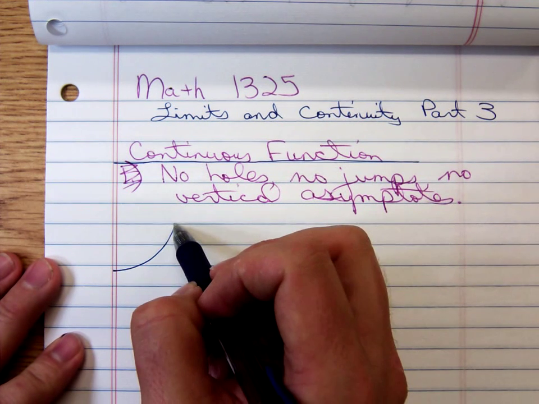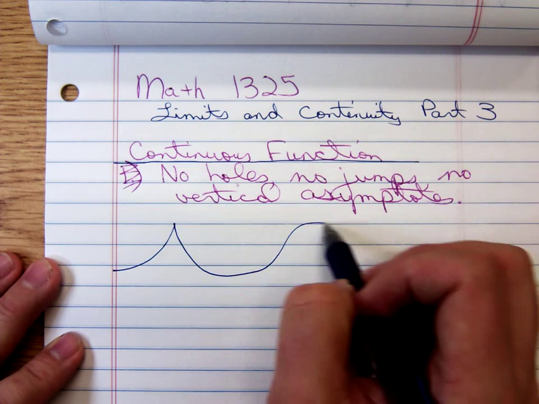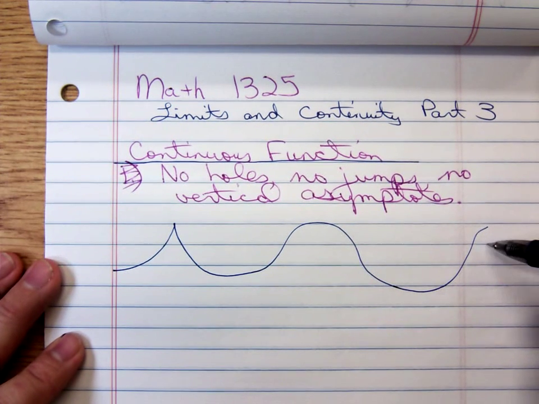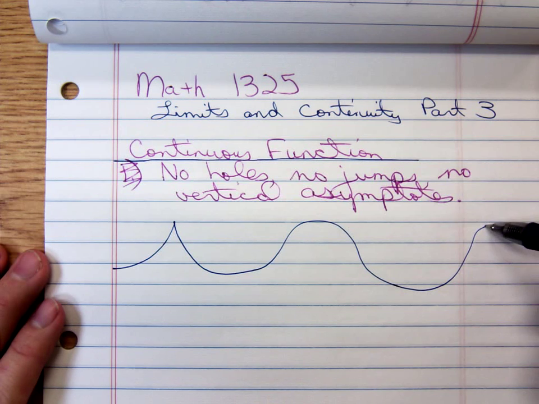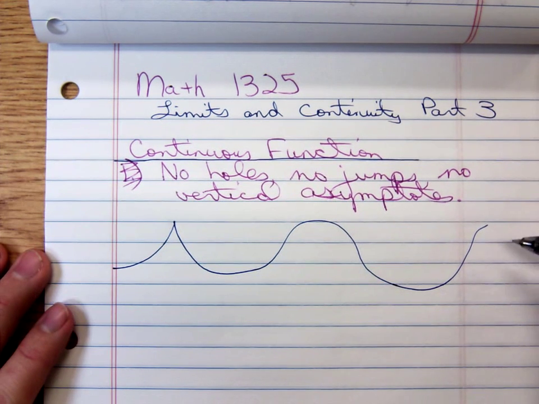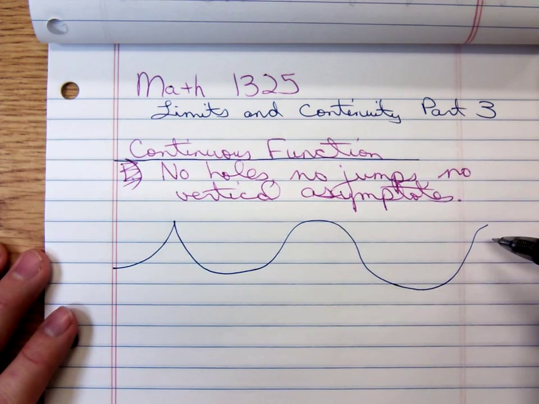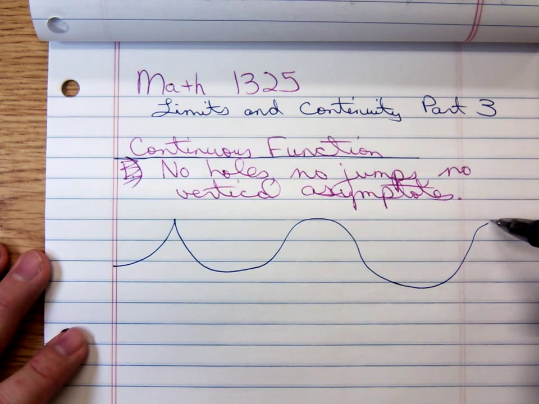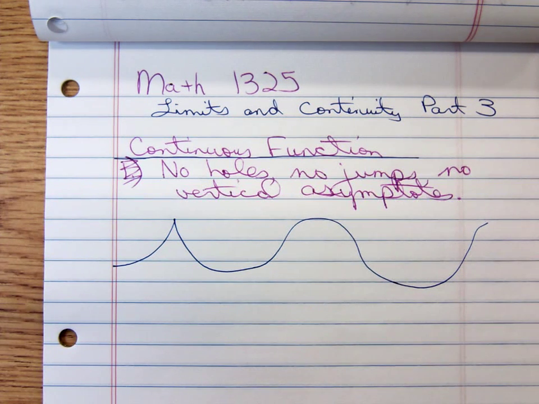It could do something like that and go on like that, but you're not going to pick up your pencil and move from one side of a vertical asymptote to another. You're not going to have any little holes. You're not going to have jumps where the graph stops and then jumps up or down. So with that in mind, let's look at number 19.